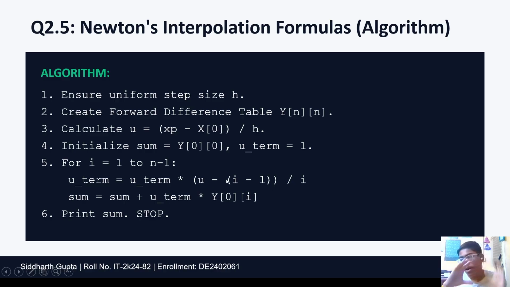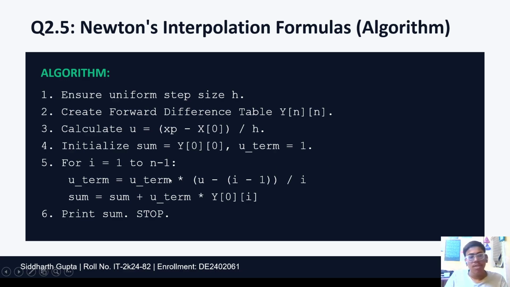As we have seen in the formula for Newton forward interpolation, it comes like u minus 1, u minus 2, u minus 3, u minus 4 divided by 1 factorial, 2 factorial, 3 factorial. So this is the algorithm for finding this.